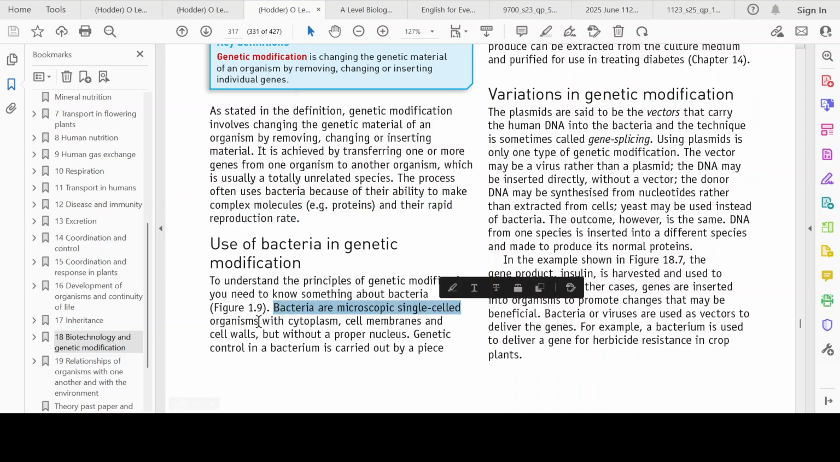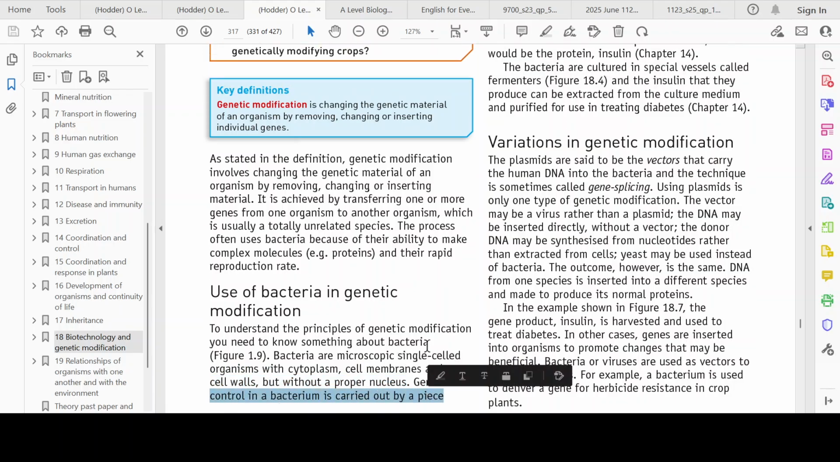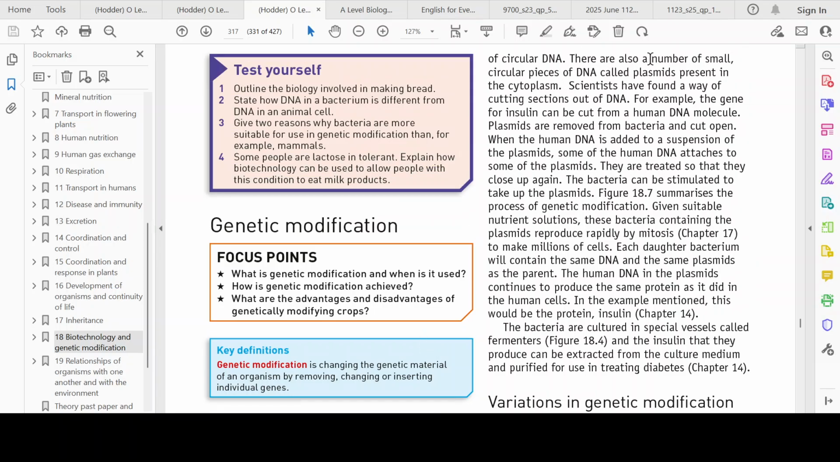So bacteria are microscopic single-celled organisms with cytoplasm, cell membranes, and cell walls, but without a proper nucleus. The genetic control in bacterium is carried out by a piece of circular DNA. Right, there are also other smaller circular DNA called plasmids, and right, that circular DNA is cut. So basically, plasmids and foreign genes, right? So from other organisms can be included in that. And so one example of that is obviously human insulin, right?